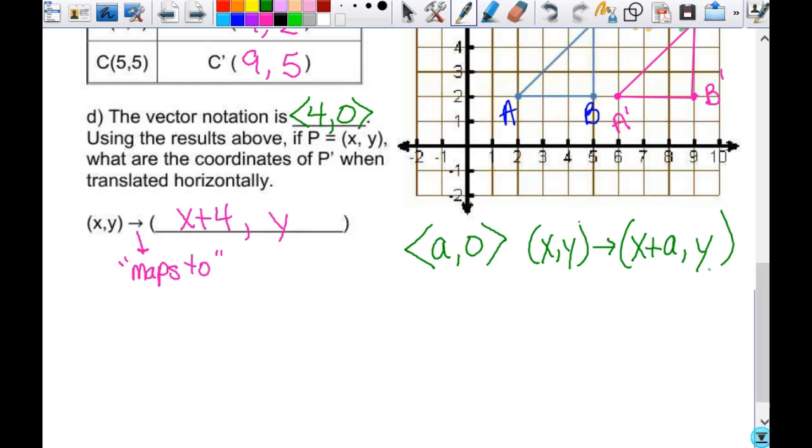Everybody okay with all that? Any questions at this point? Alrighty, let's look at the next one.